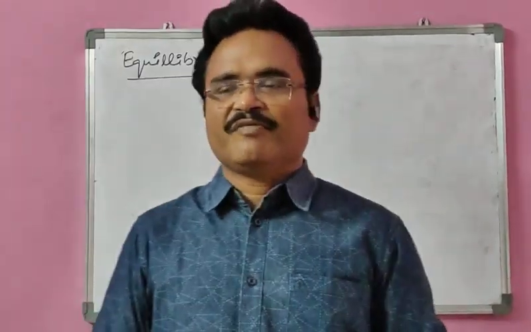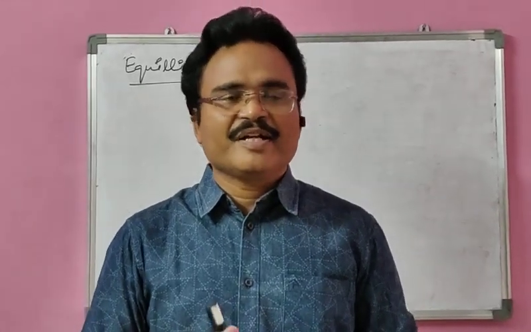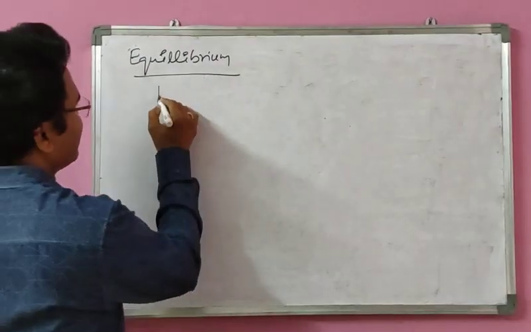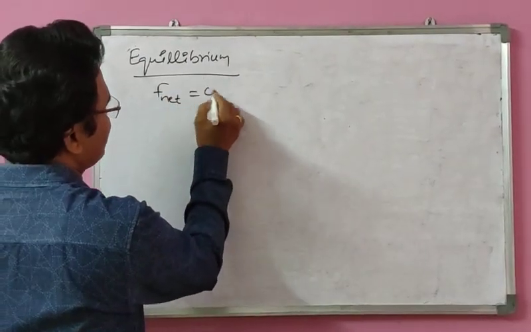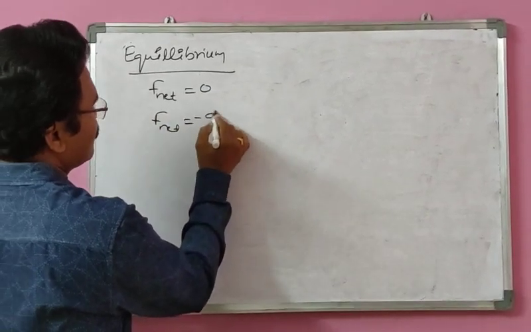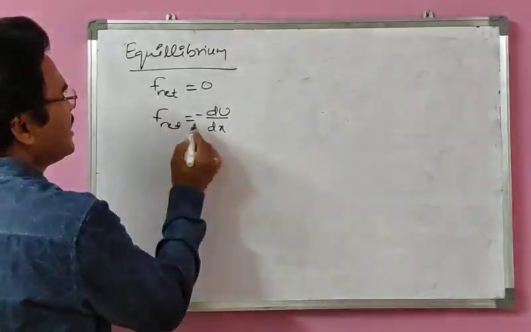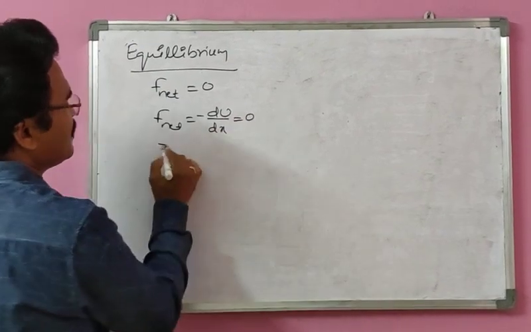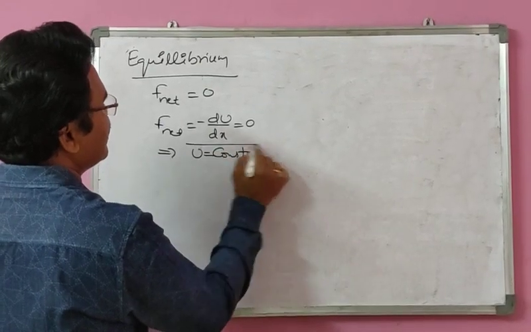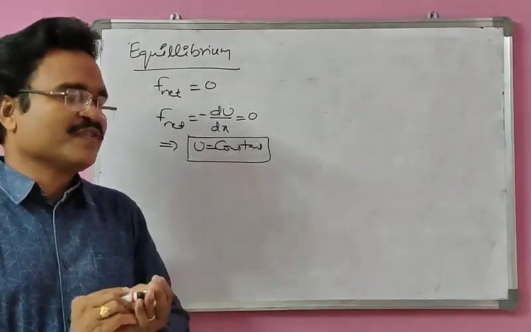Equilibrium is normally a state of rest. A body is said to be at rest or in equilibrium if the net force acting on it is zero. That means the condition for equilibrium is F net equal to zero. If F net is zero, you know the relation F net equal to minus du by dx, where U is the potential energy. As F net equals zero, it implies du by dx equal to 0, or U equal to constant. This is called the condition of equilibrium.